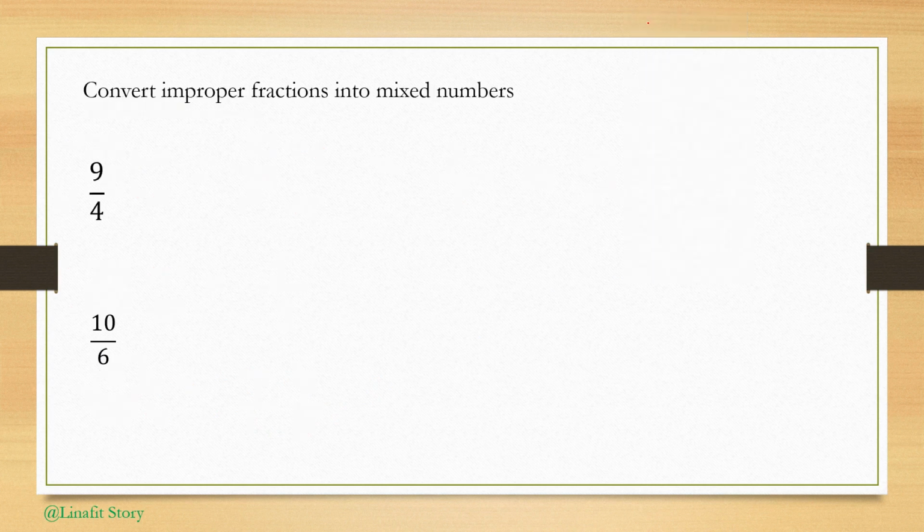Next, how to convert improper fractions into mixed numbers. To do this, first you have to divide the numerator by the denominator. The numerator is 9, the denominator is 4. So step number 1, divide the numerator by the denominator. 9 divided by 4 equals 2. 4 times 2 equals 8.